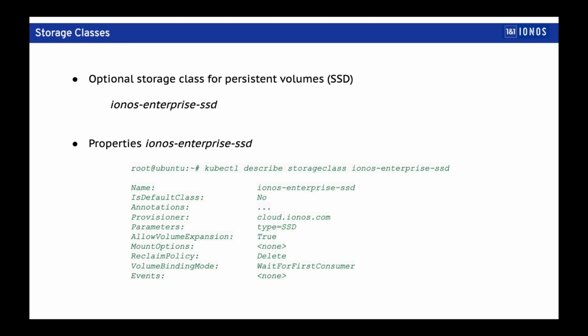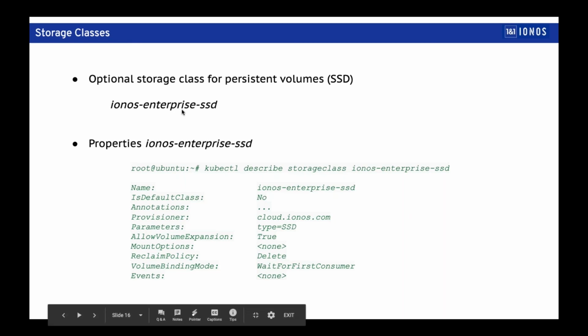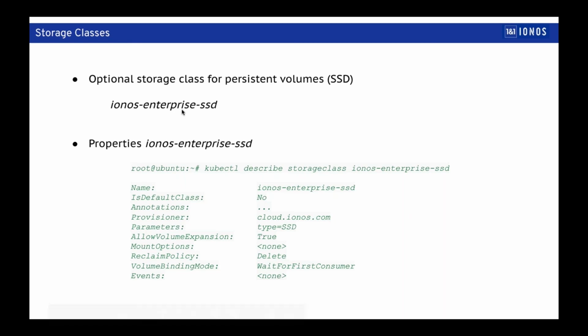Then we also have a second storage class available. The first one was based on HDD storage or block volumes. As the Enterprise Cloud customers know, we are also offering SSD volumes. So no surprise, we have an IONOS Enterprise SSD storage class. Basically, it just changes the parameter type.